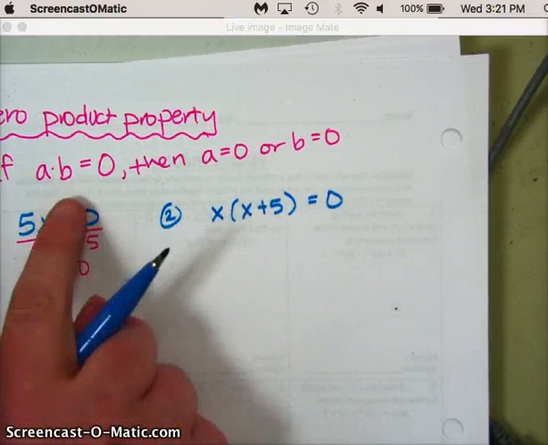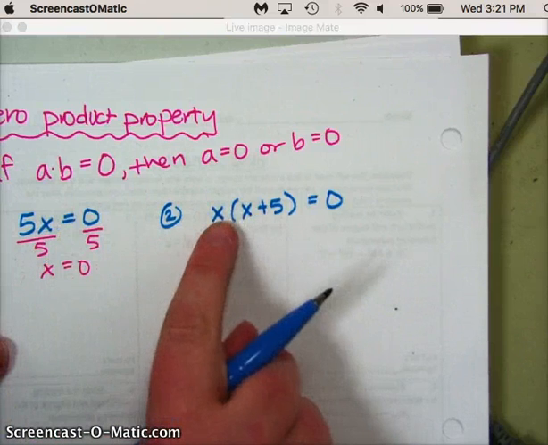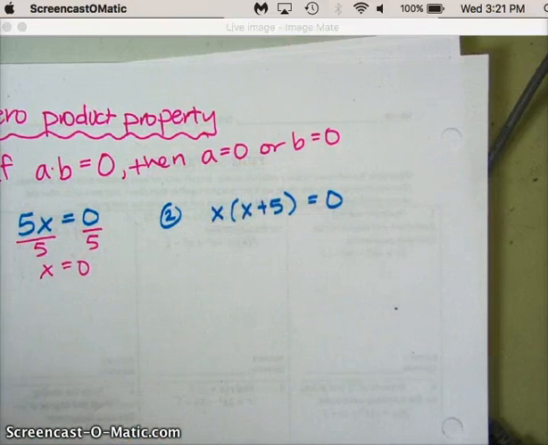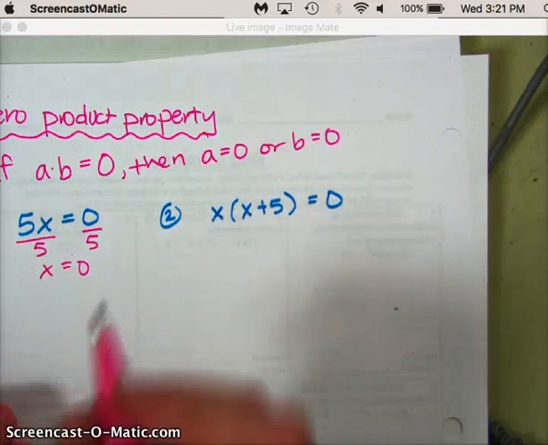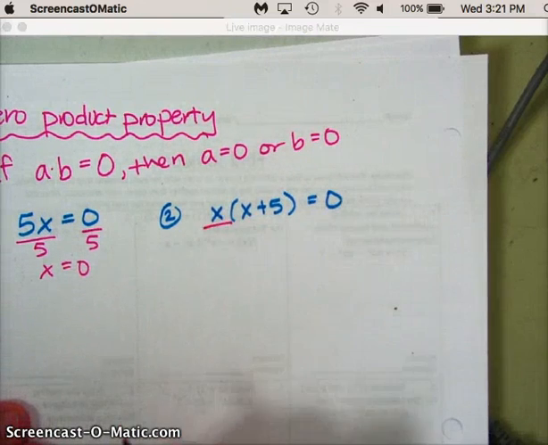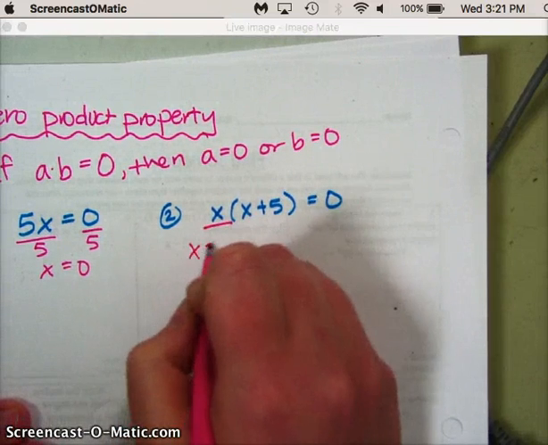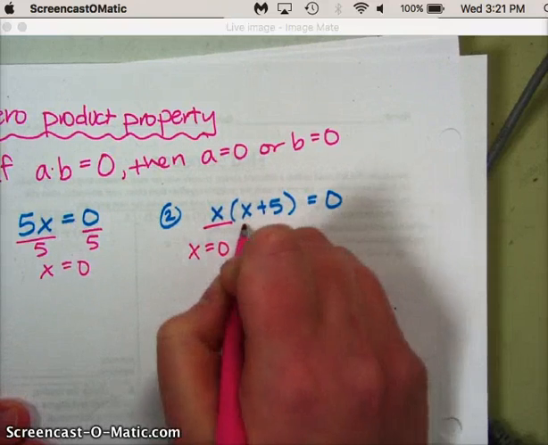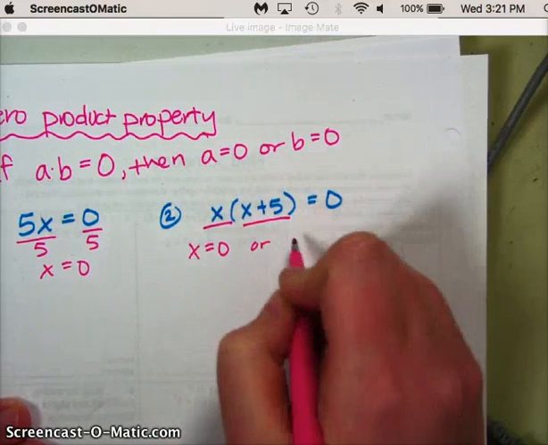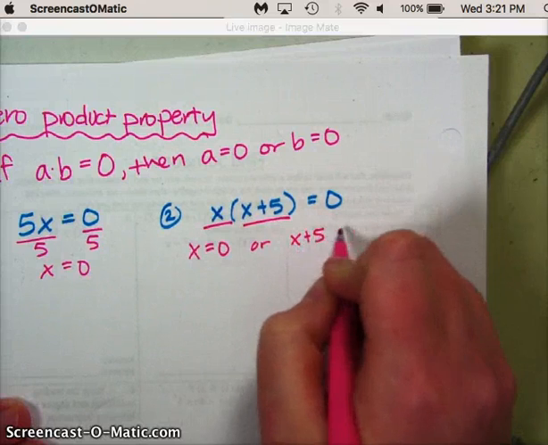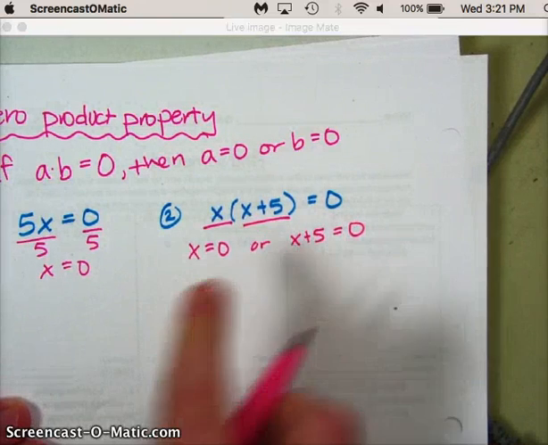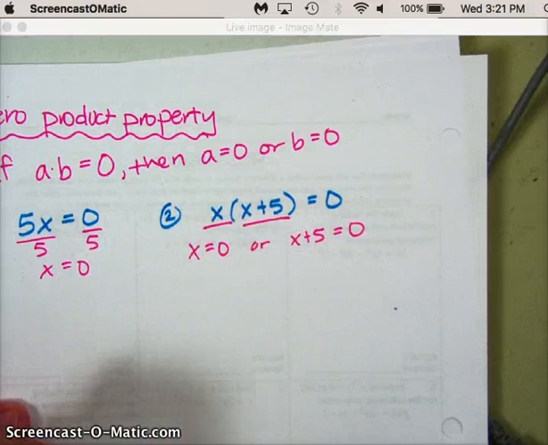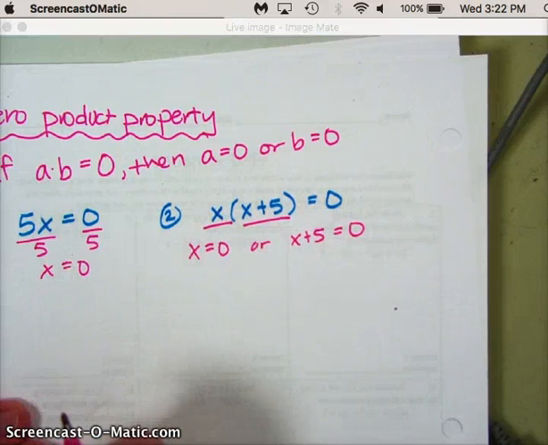Okay, based on this zero product property, I have two factors, and I know either that first factor has to equal 0 or the second factor has to equal 0. So the first factor is x. I know that x has to equal 0, or my second factor is x plus 5. That factor could have equaled 0. Okay, either one or the other or both factors has to equal 0 for this equation to make sense.